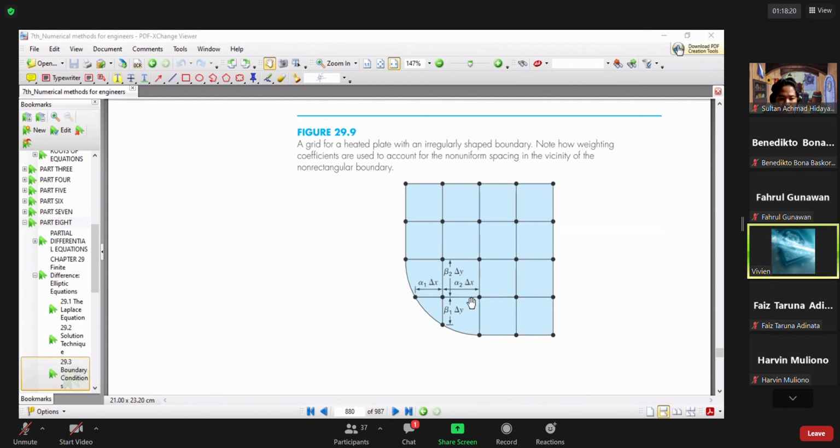For example, here we have a uniform distance of delta x, but at this point we have a different length. That will be alpha 1 delta x. And for the second, to the right, we have alpha 2 delta x, for example. This means that the lengths to the left and to the right nodes can be different, and also to the top and to the bottom. So we have alpha 1 and alpha 2, and beta 1 and beta 2, which are multiplied by the delta value.